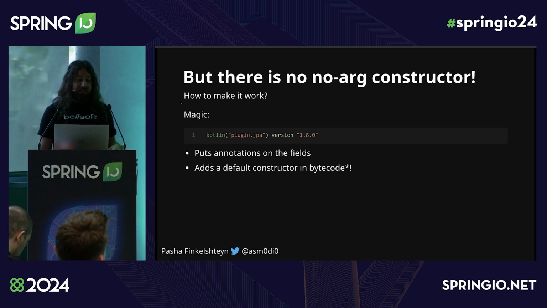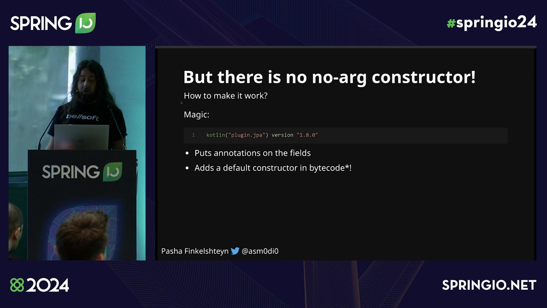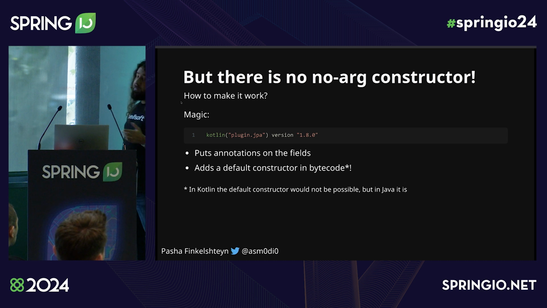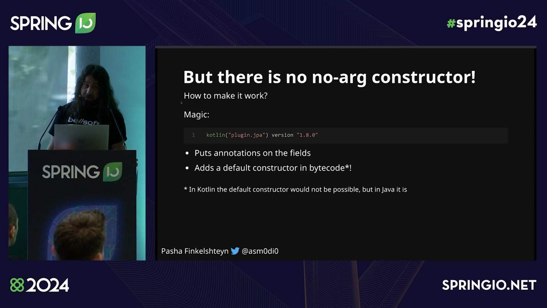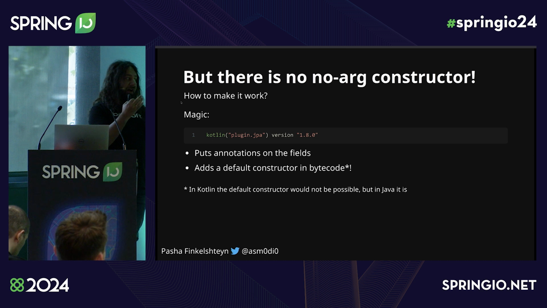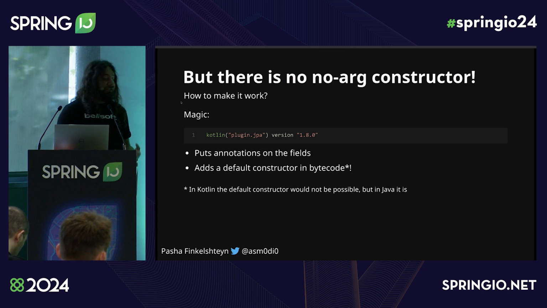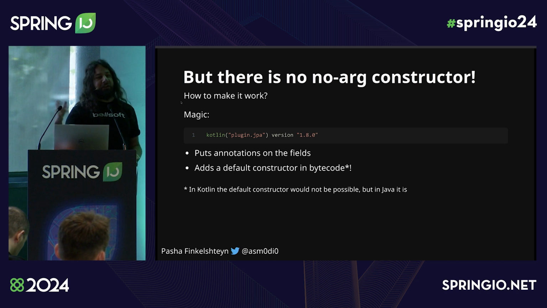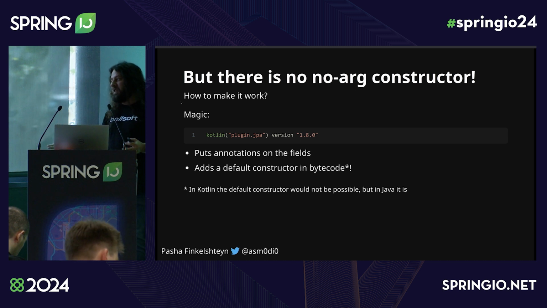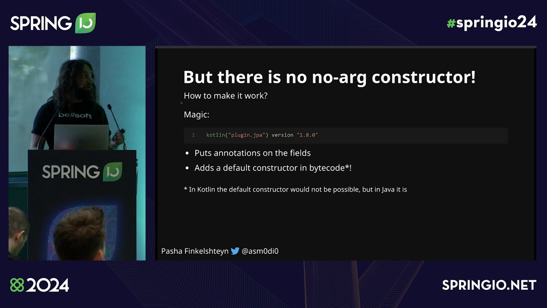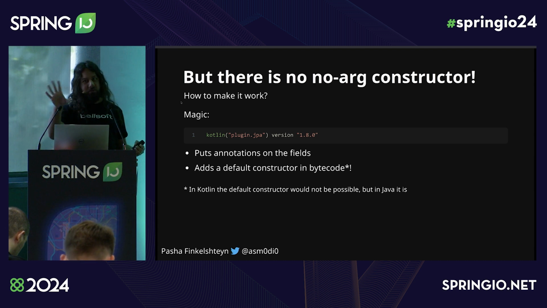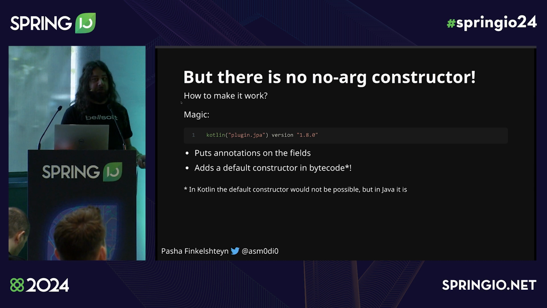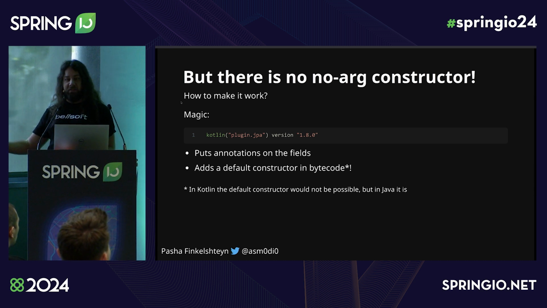And also, it adds a default constructor in bytecode. In Kotlin, the default constructor without arguments would be impossible for data classes, obviously, because again, they are intended to have some data inside. It doesn't make sense to add a constructor that does nothing. So in bytecode, there appears an invisible constructor that does nothing. So if you try to construct this entity from Java, it will have all the fields set to null, even though fields are defined as not nullable.